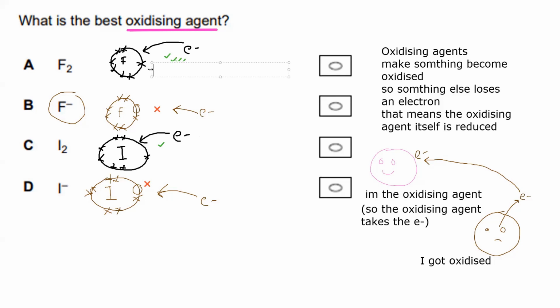So if you answered C, it is an oxidizing agent, but the correct answer is A. Fluorine is the better oxidizing agent. It's got greater attraction, as the outer electron that it's trying to gain is closer to its nuclear charge. So fluorine is one of the strongest oxidizing agents in the whole of the periodic table.